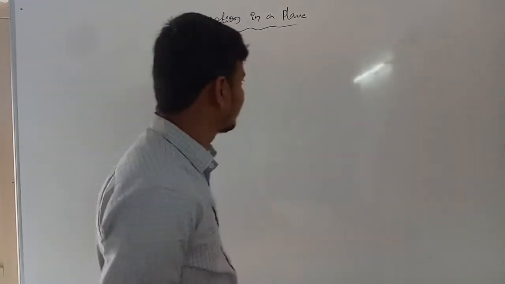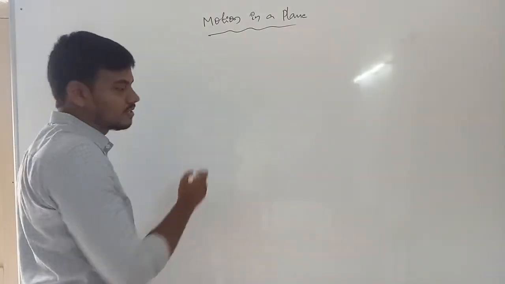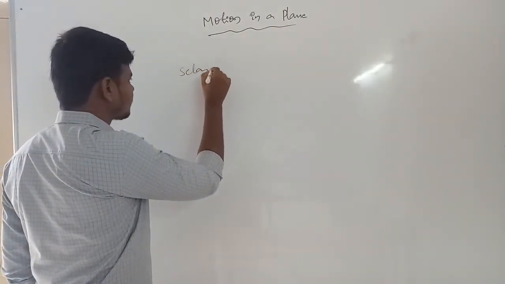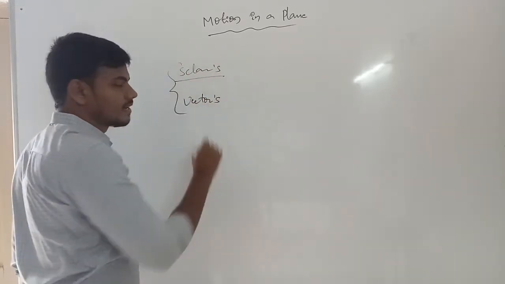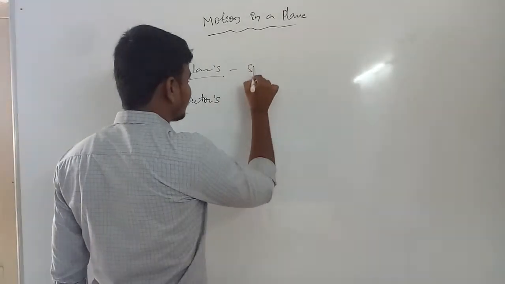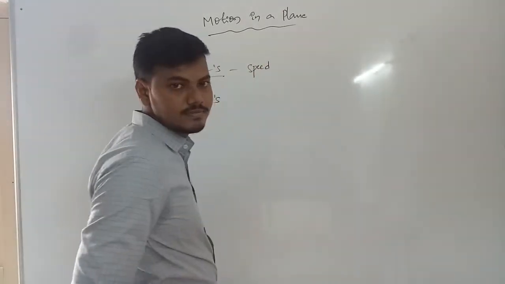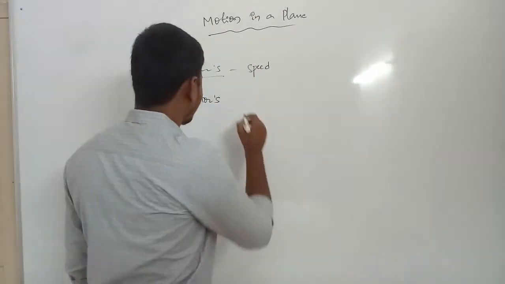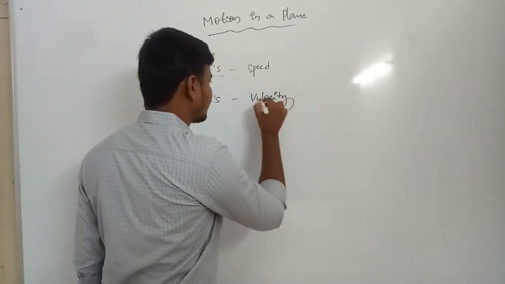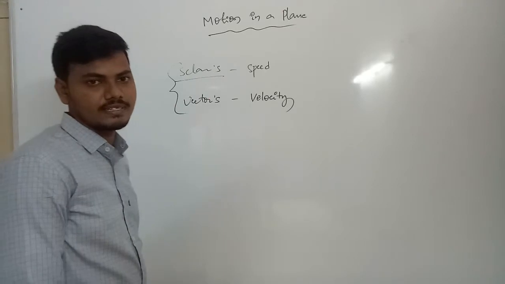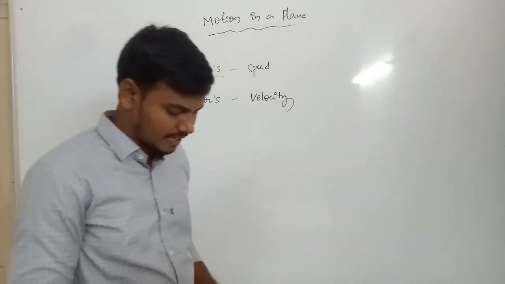In the previous class we introduced some scalars and vectors. The best example of a scalar is speed. The best example of a vector is velocity. This is what was completed in our previous classes.